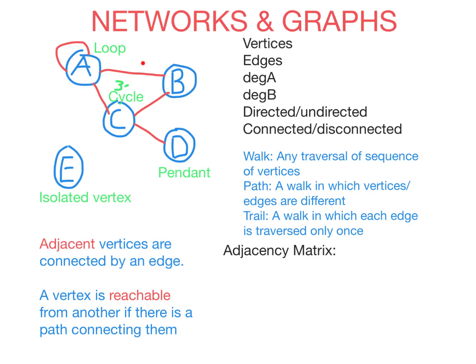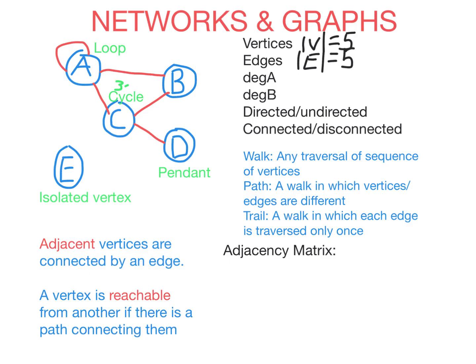So here is a network drawn. This network has 1, 2, 3, 4, 5 vertices. So we write this, the set of V contains 5 elements, A, B, C, D, and E. Each of these is called an edge. This is just one edge. So this again has 5. The number of edges we write like this is equal to 5.